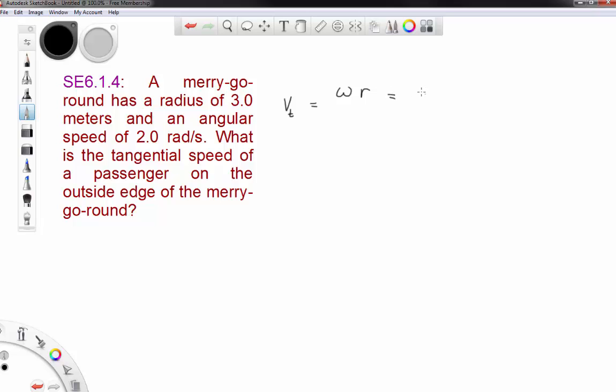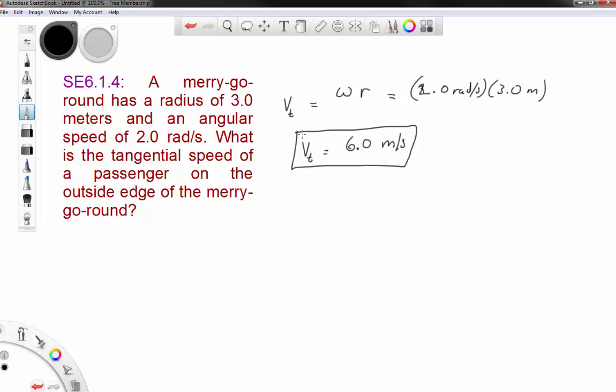So that means that we have 2.0 radians per second times 3.0 meters. And so the tangential speed is going to look like 6.0 meters per second. So a person who is riding on the edge of that merry-go-round will have a tangential speed of 6 meters per second. And if they were to step off of the merry-go-round while spinning, they would be moving tangentially to the merry-go-round at 6.0 meters per second. So they end up displaced somewhat from the edge of the merry-go-round, depending on how much time the falling off the merry-go-round actually takes.